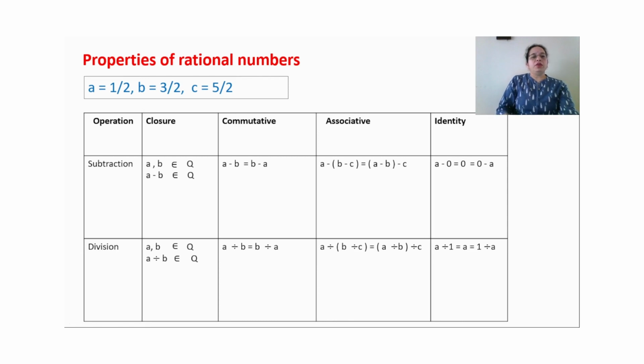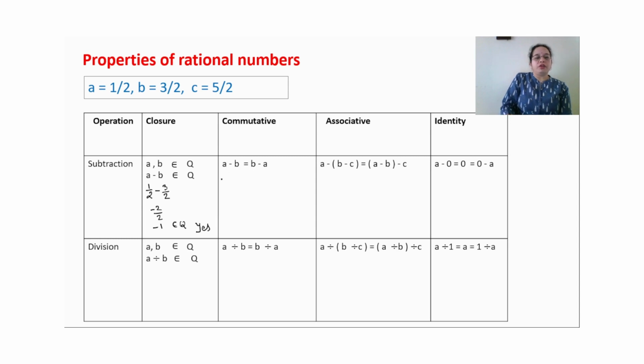Now same thing we will do with the subtraction and division. I have taken the same values. Just substitute the value of a is 1 by 2. Now since it is subtraction, you will get the sign of minus. So 1 by 2 minus 3 by 2, you will get minus 2 by 2, and that is minus 1. So minus 1 is again a rational number. So we can say that yes, we can observe closure property in subtraction of rational numbers.